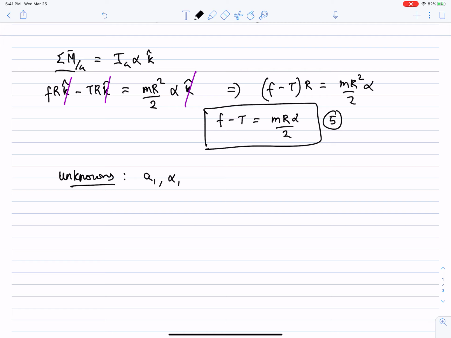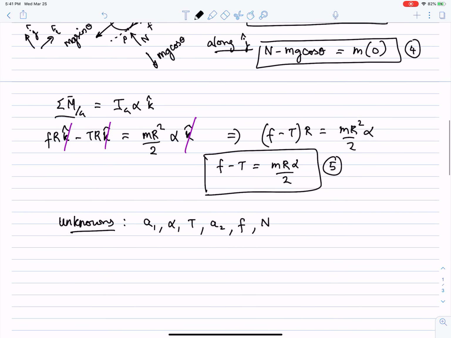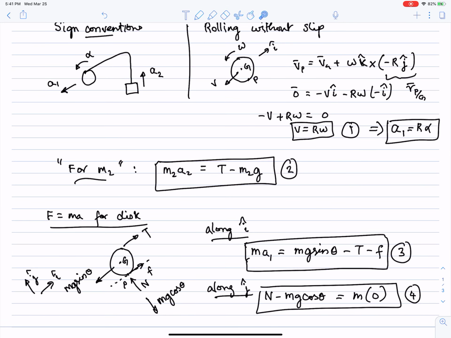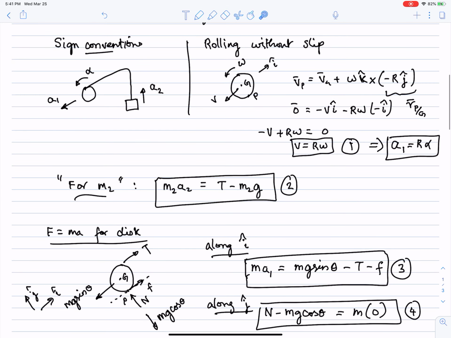Alpha, T the tension, A2, which is actually what we want to find, the friction force, and the normal reaction M. So we have actually six unknowns, and we have 5 equations so far. We need one more equation to be able to actually solve for everything. And what is that equation? Let you guys think about it for a second.